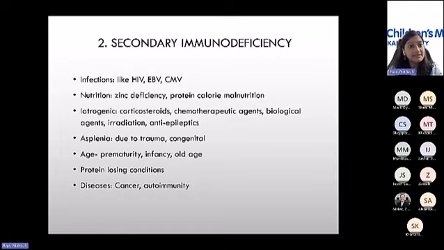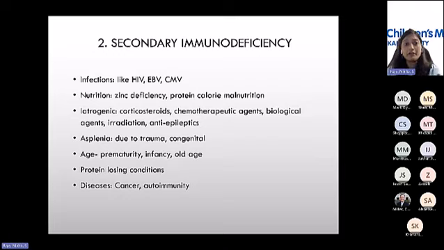So some of the common things that can affect the immune system are infections such as HIV, EBV, CMV. These viruses can suppress the immune system. Nutritional issues like zinc deficiency, protein calorie malnutrition can lead to suppression of immune system. We are all aware of the iatrogenic causes of immune suppression like corticosteroids, chemotherapeutic agents, some biological agents, radiation therapy. But even simple medications like anti-epileptics can affect the immune system.